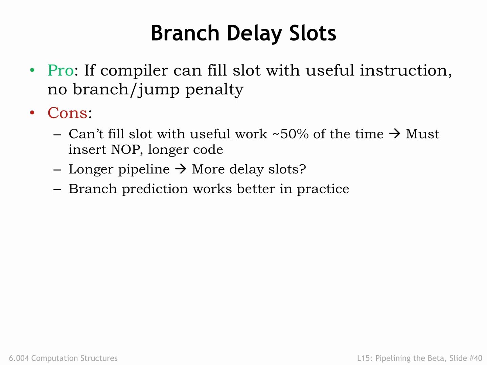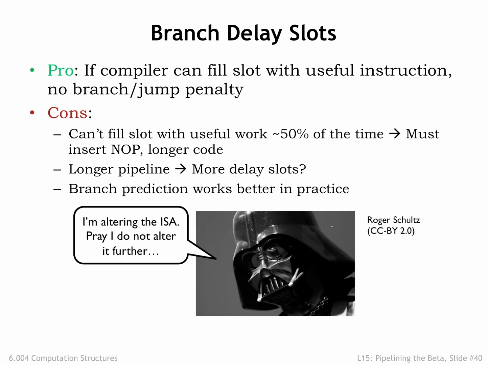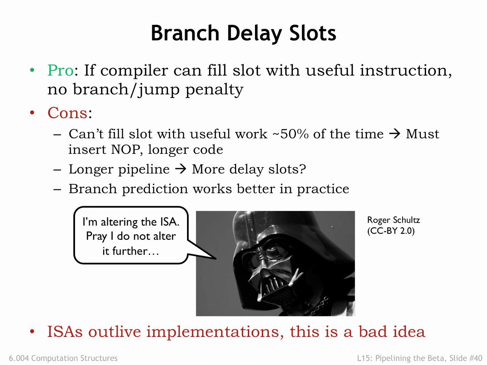In practice, it turns out that branch prediction works better than delay slots in reducing the impact of branches. So, once again, we see it's problematic to alter the ISA to improve the throughput of pipelined execution. ISAs outlive implementations, so it's best not to change the execution semantics to deal with performance issues created by a particular implementation.